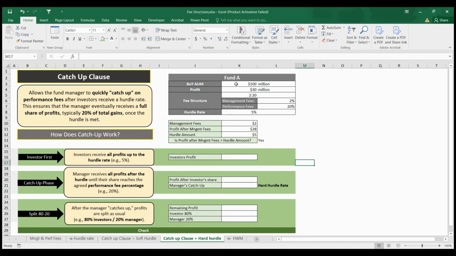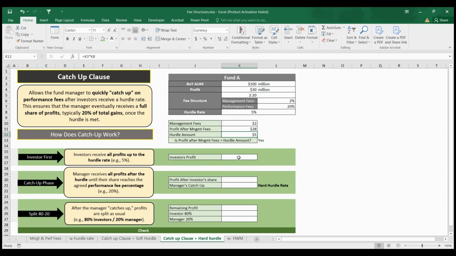We have our beginning of the year AUM as 100 million, profit as 30 million, fee structure as 2:20, hurdle rate as 5%, management fees as 2 million, which is 100 million into 2%. Profit after management fees is calculated as 30 minus 2, which comes out to be 28 million, and the hurdle rate is calculated as 100 million into 5%, which is 5 million.